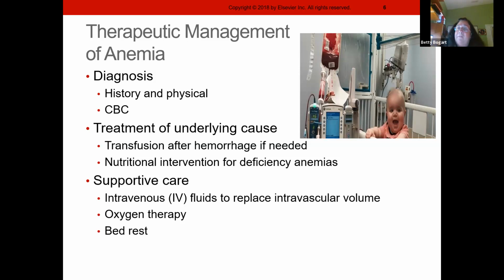But we are going to have them rest. We're not going to tax them. They shouldn't be up running around playing sports until we correct it, get that hemoglobin back up. They should be more on bed rest and limited activities.